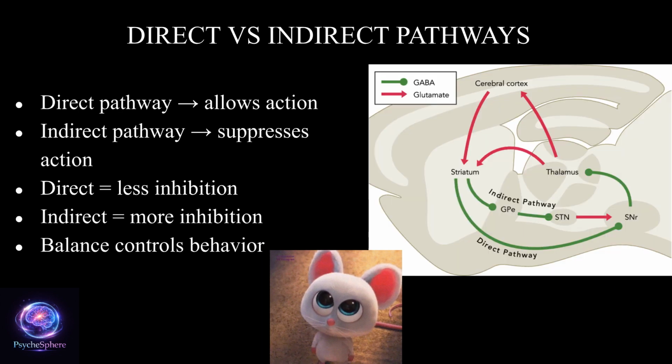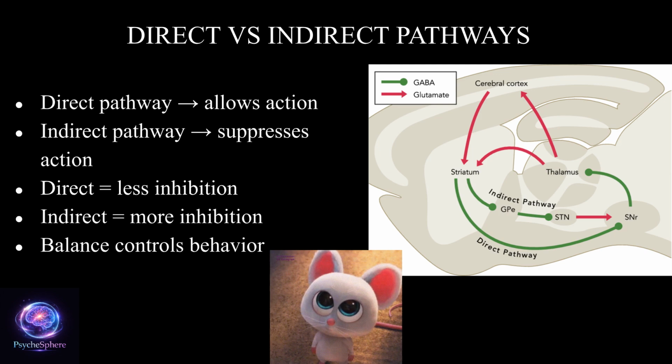Okay, so in the previous slide, I explained the direct and indirect mechanisms. And now in this slide, I will simplify the two pathways. You must understand this clearly. So the direct pathway helps you perform an action. It basically says, yes, do this. It works by reducing the inhibition on the thalamus, allowing movement.